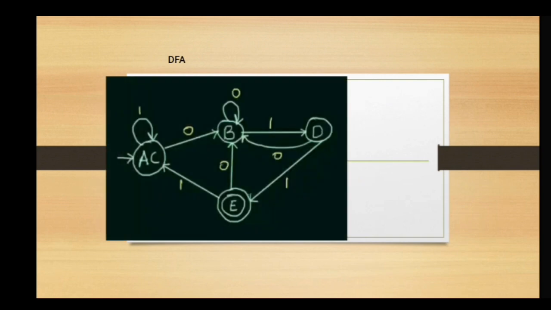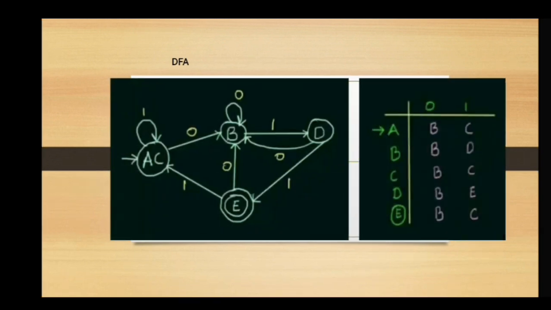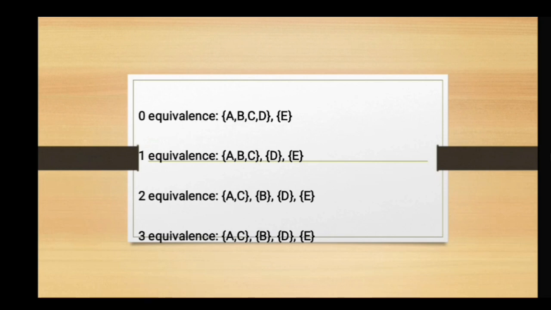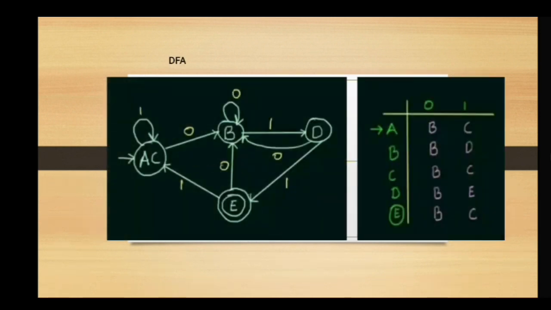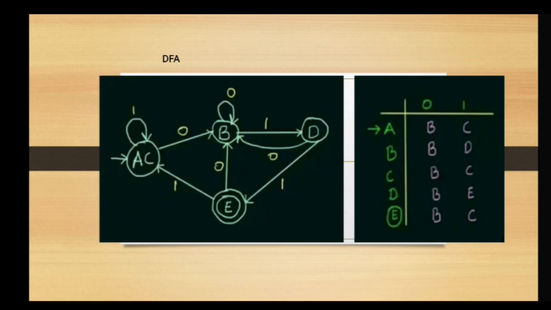This is the new DFA. A and C now become one state. We have AC, B, D, E. In the given DFA, A is our initial state, so here AC is our initial state, and E is our final state. So now this is our new DFA. This is our initial state and this is our final state.